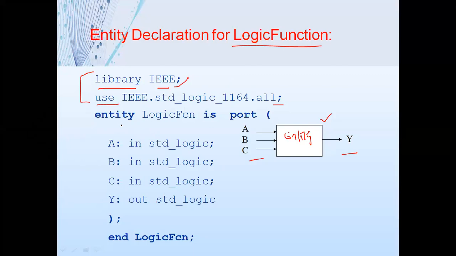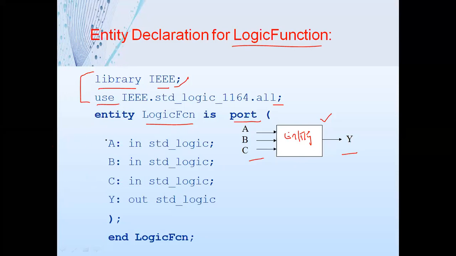So recall the syntax. Entity is a keyword, followed by the entity name. What is the entity name that we have considered? It is logic function. In short form, you have logic_fcn, then port. The port is used to define the inputs and outputs of the system. So for the given example, A, B, C are the inputs and Y is the output.